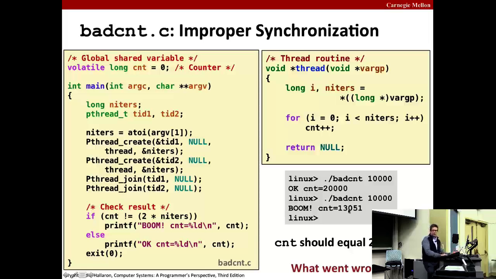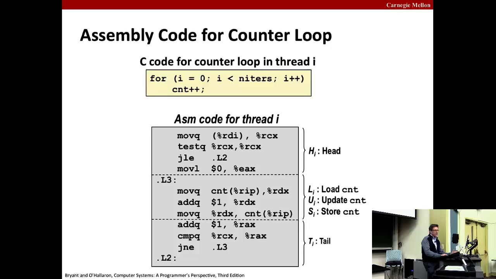Okay, so to understand that, we have to look at the assembly language for this counter loop in the thread routine. So we'll break it up into 3 chunks. The first chunk is sort of getting ready for the loop. We'll call that the head, and we'll denote it as H_i for thread i. And then we'll isolate on these 3 instructions that are directly related to incrementing count.